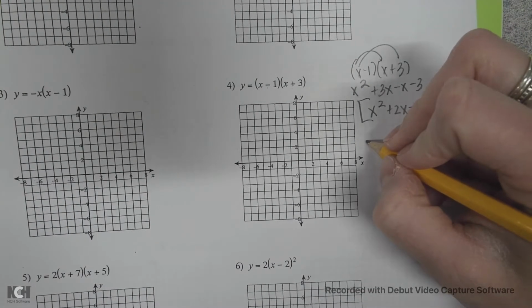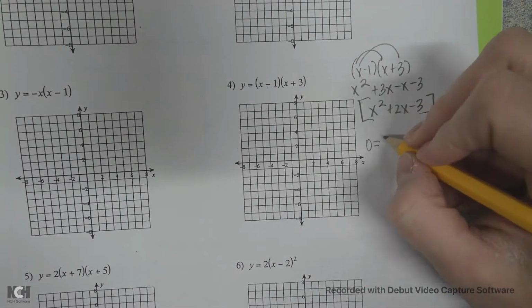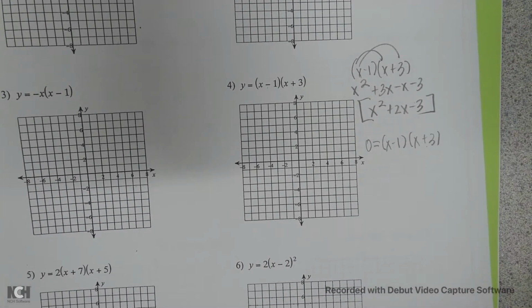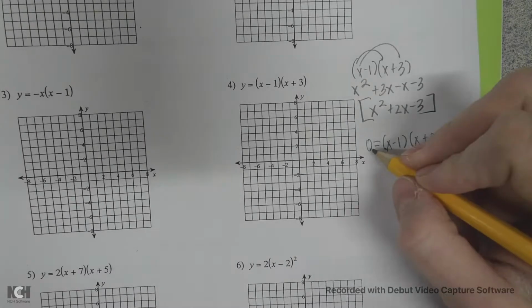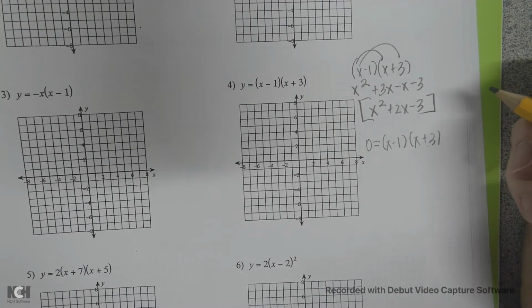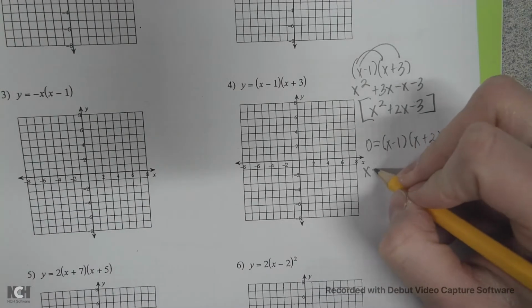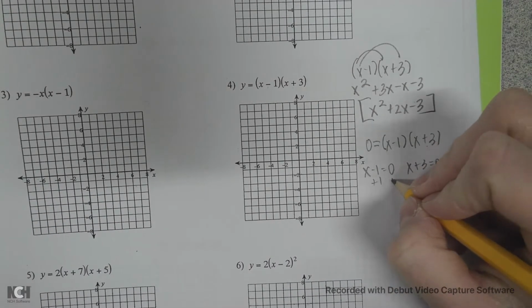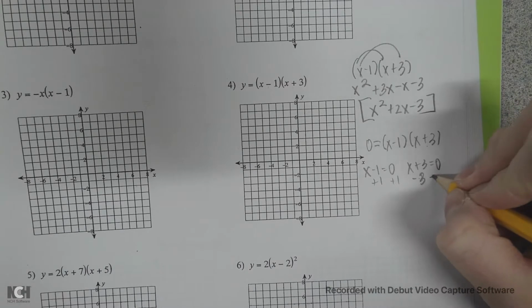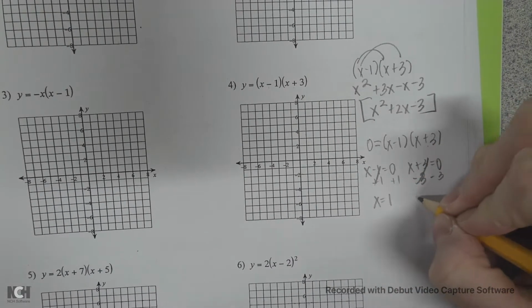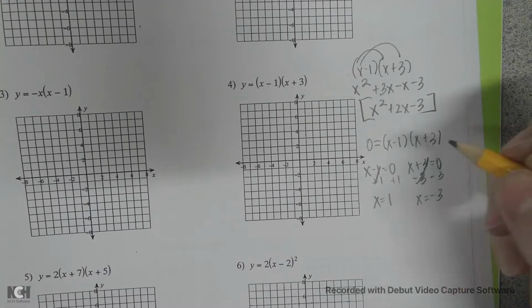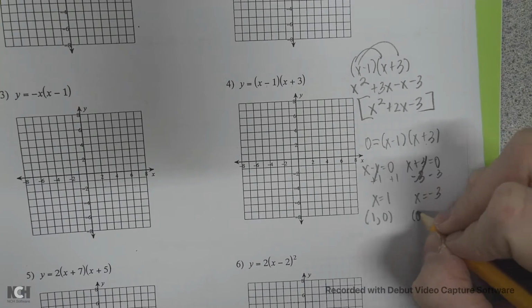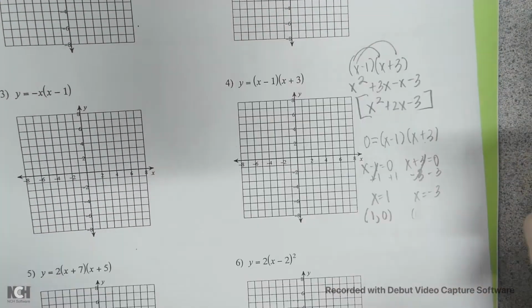So what we do is we set our y equal to 0, and we have x minus 1 and x plus 3. And then we're going to split our two factored answers and give them both the answer of 0. So x minus 1 equals 0 and x plus 3 equals 0, and then solve. So add 1, minus 3, and x equals 1 and x equals negative 3. So when y is 0, x is 1, and when y is 0, x is also negative 3.